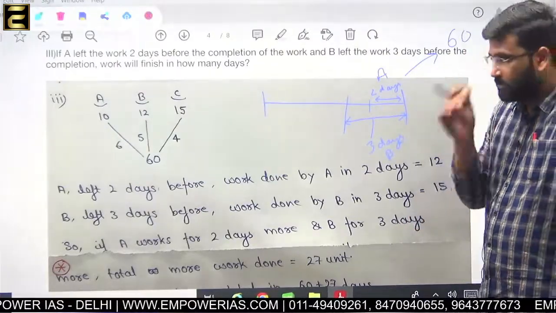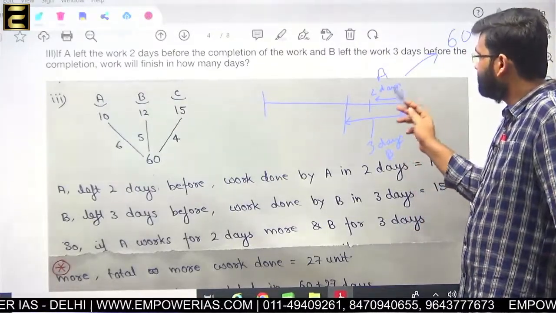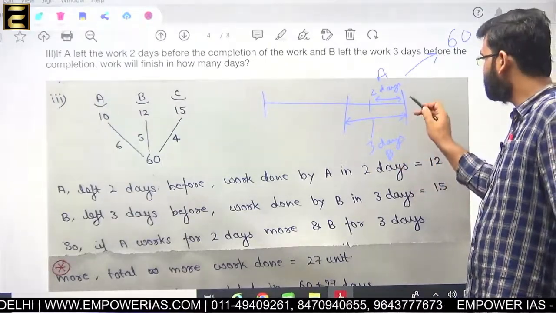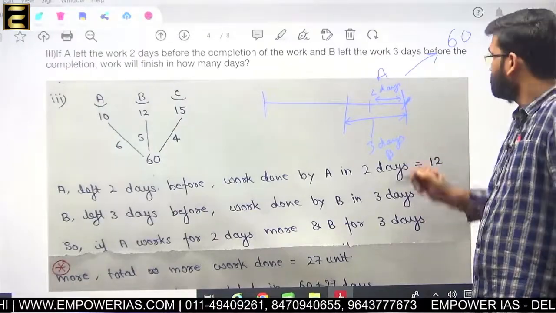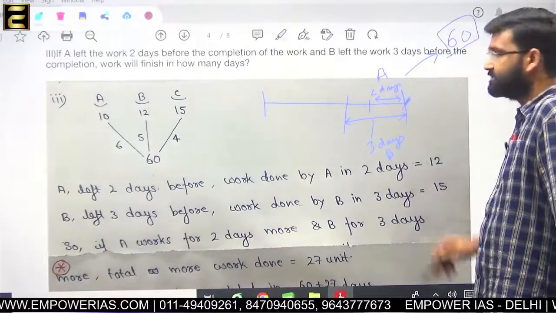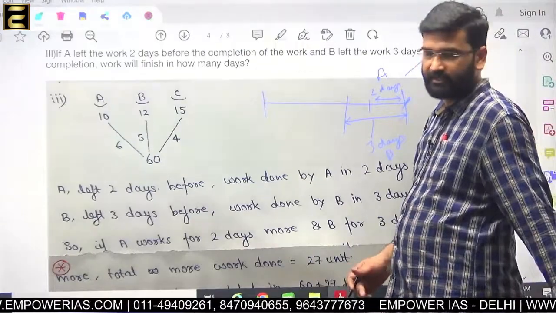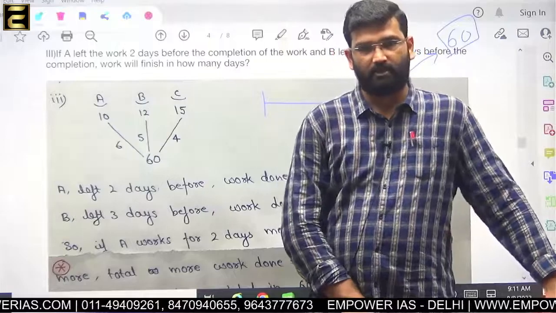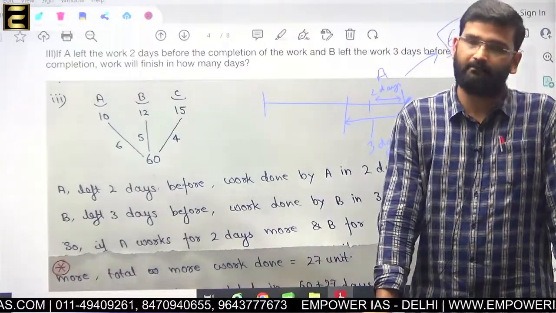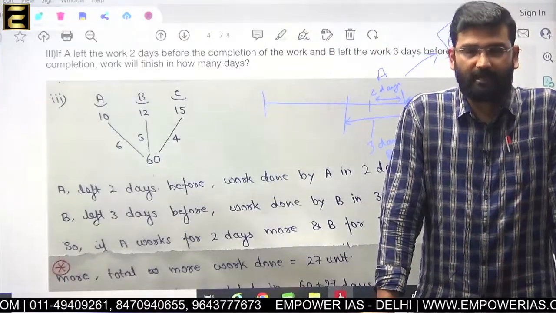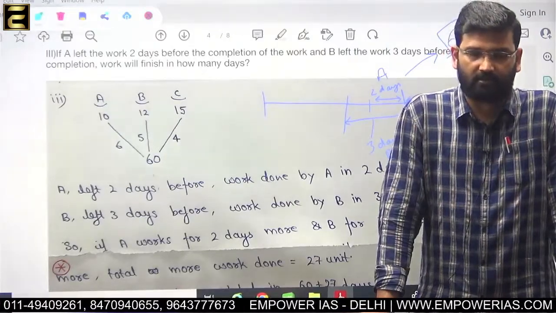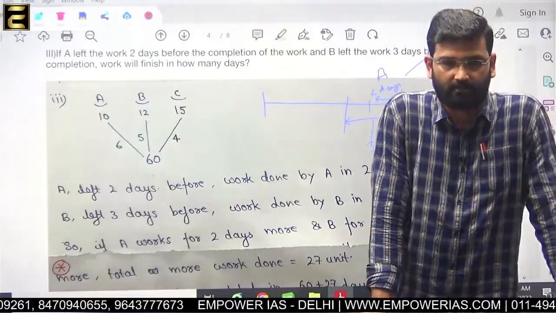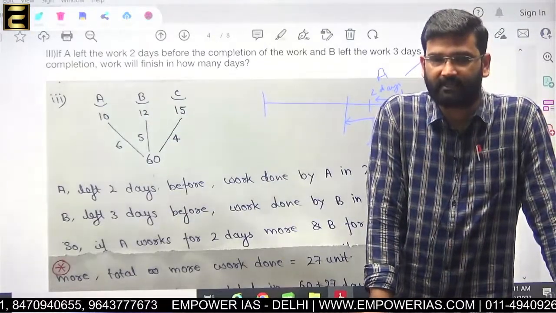Okay? So see, A left the work 2 days before and B left the work 3 days before, and C worked till here. So the total unit of work is 60. Now, in order to make our calculation easier, we are going to modify the question. Now we will assume that A and B along with C all are doing the work up to the last day. Okay? So C is already doing it, which means we don't have to do anything regarding C.